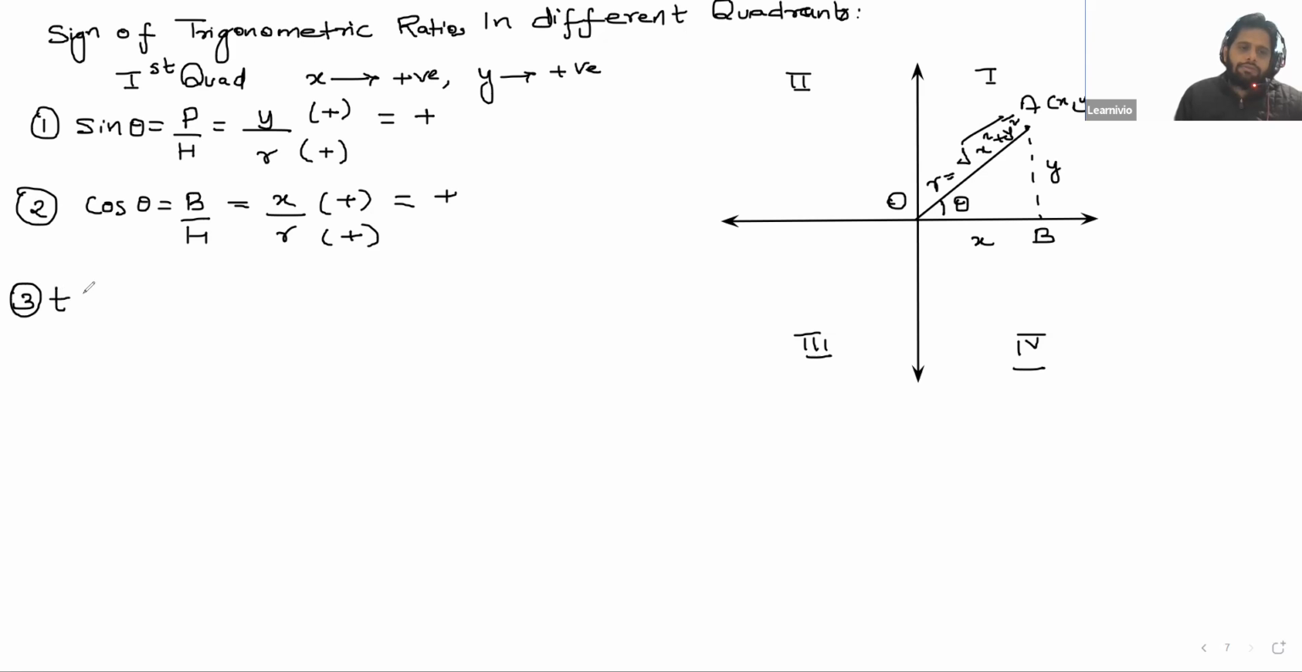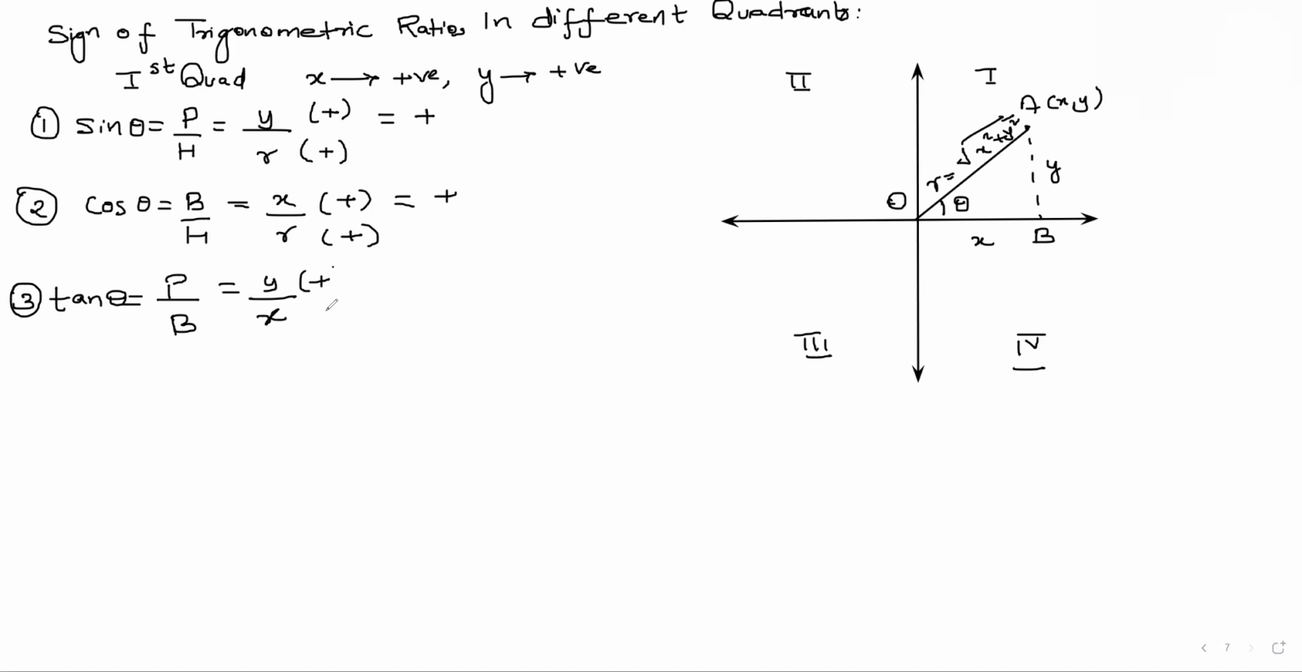Third is tan theta. What is tan theta? Perpendicular by base. What is P? Y. What is base? X. This is positive, positive. So this means tan is also positive. Now fourth is cosec. So cosec we do directly.